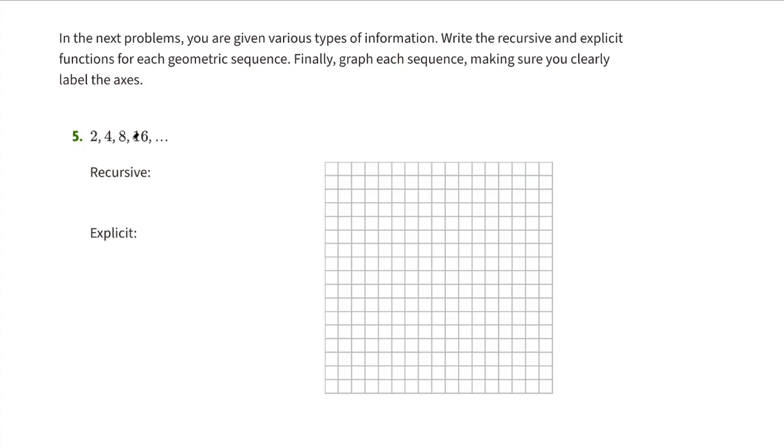Here we have a sequence, and we see that from one term to the next, we seem to be doubling, or in other words, multiplying by 2.